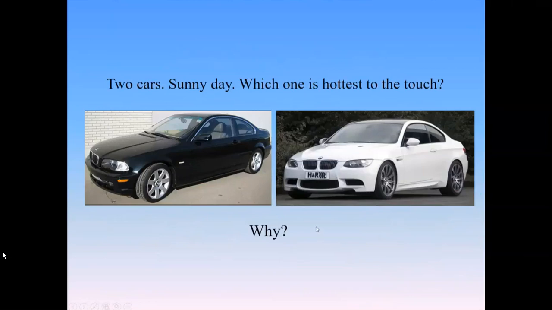We have 2 cars on a sunny day, and one of them probably is going to be hotter than the other. Typically what we might think is the black car might get hotter than the white car. The reasoning for that is, well, black tends to be a color that can absorb more radiation. So this one has a little higher absorptivity than this one. What that means is it's better at absorbing some of that radiation that comes from the sun, and it drives the temperature up higher.